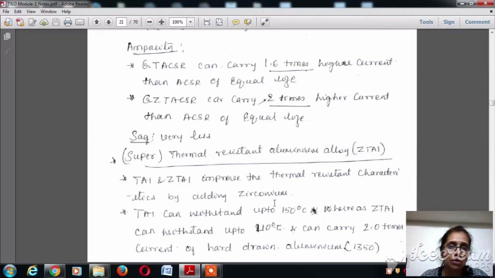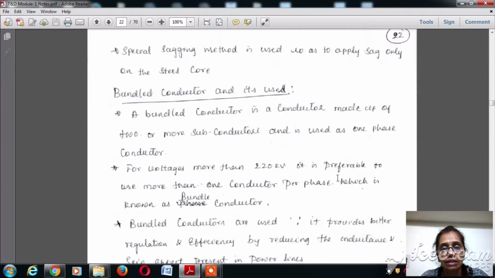When we think about the current carrying capacity, ZTAl can carry around 2 times the current of the hard drawn aluminum. A special sagging method is also used so that sag will not become a problem, because we need to apply the sag only onto the steel core.